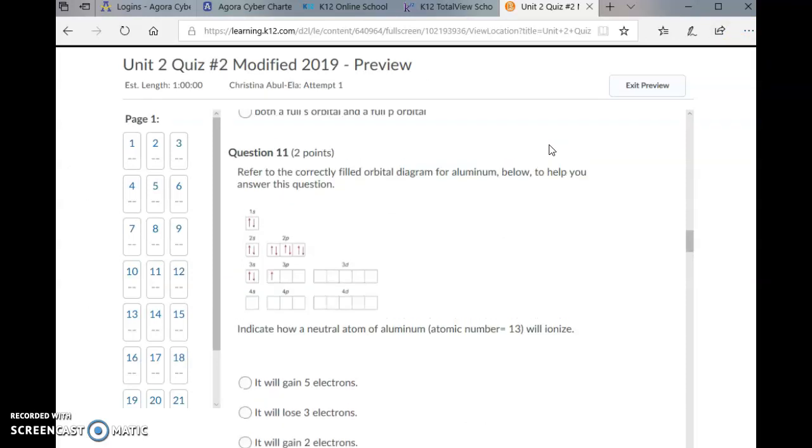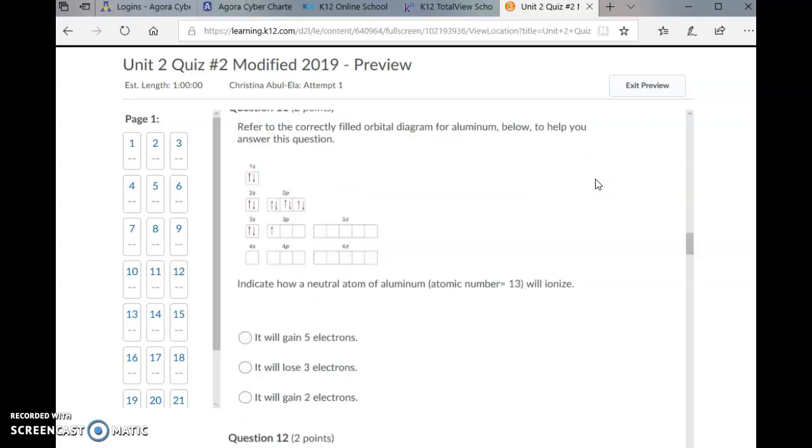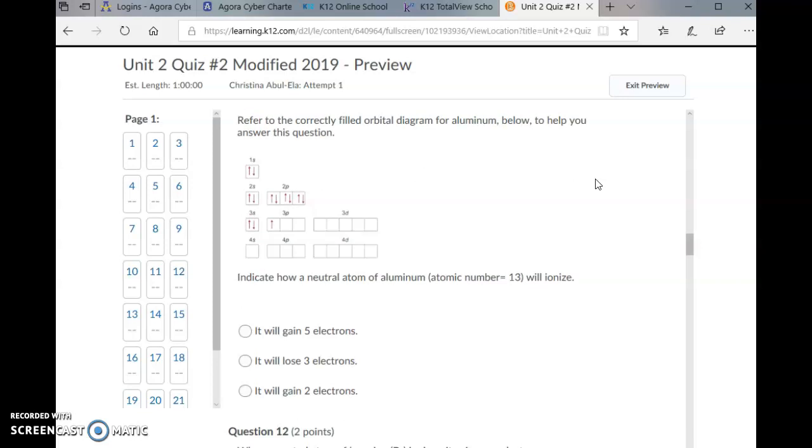So question 11, refer to the correctly filled orbital diagram for aluminum below to help you answer this question. Indicate how a neutral atom of aluminum, atomic number 13, will ionize. It will gain 5 electrons. It will lose 3 electrons. It will gain 2 electrons.